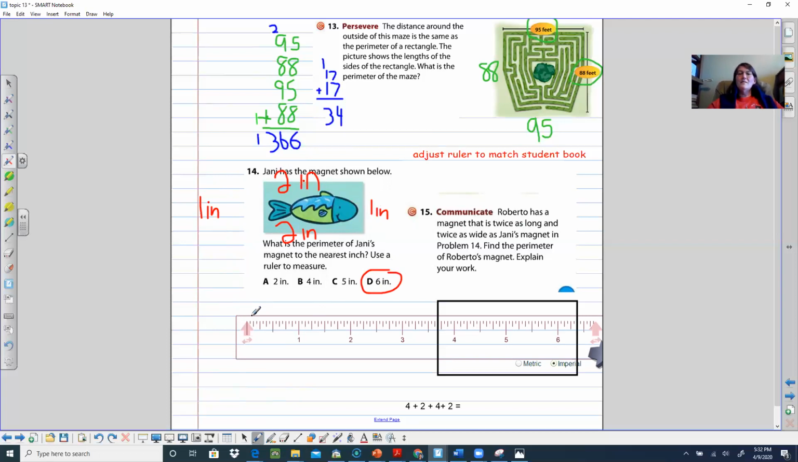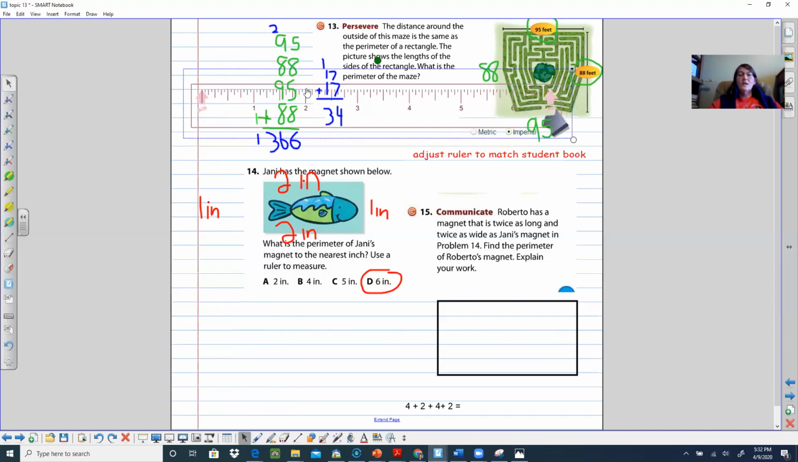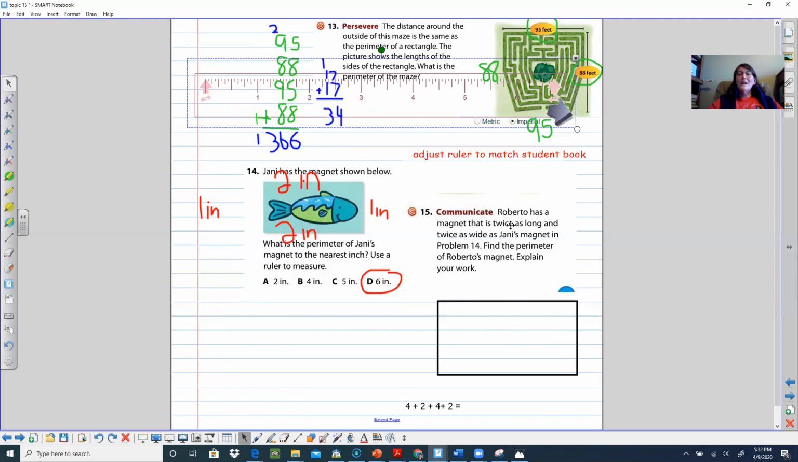Roberto has a magnet that is twice as long and wide as Janny's magnet in problem 14. Find the perimeter of Roberto's magnet. So this is not drawn to scale. I just kind of made a rectangle. So let's move that out of our way. Twice as long. I need twice 2 inches. So twice 2 inches. 2 times 2 is, yep, you got it, 4.